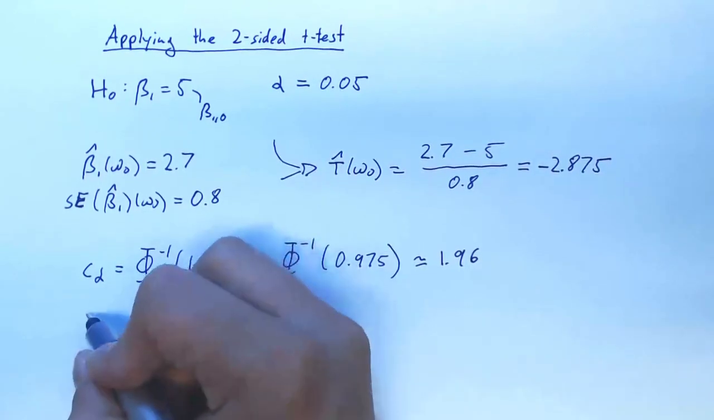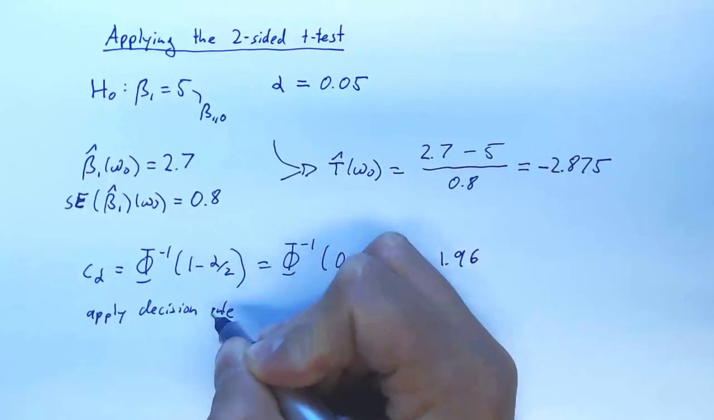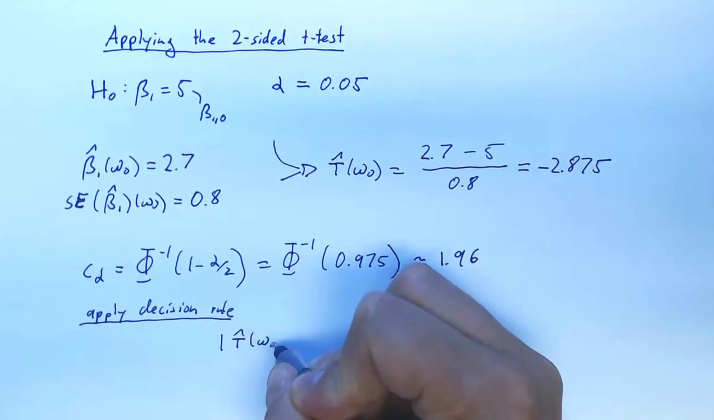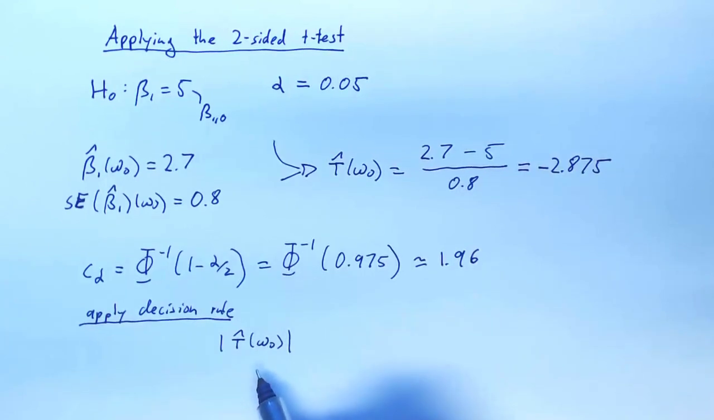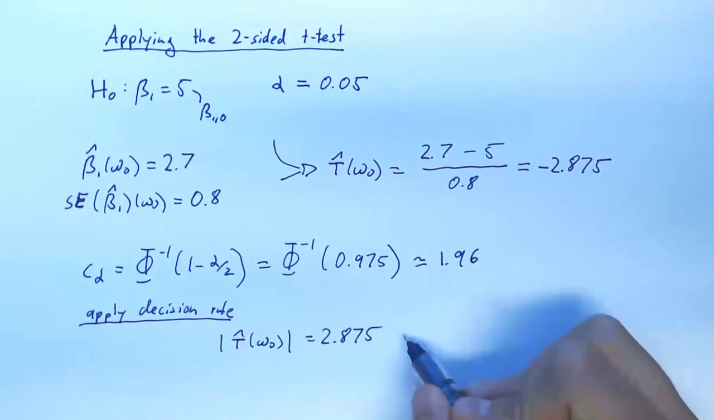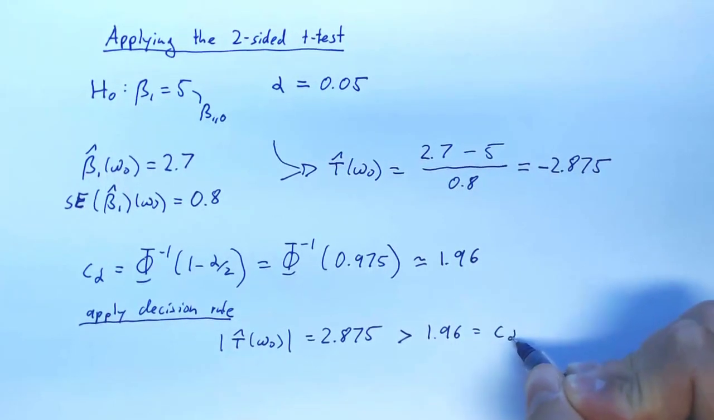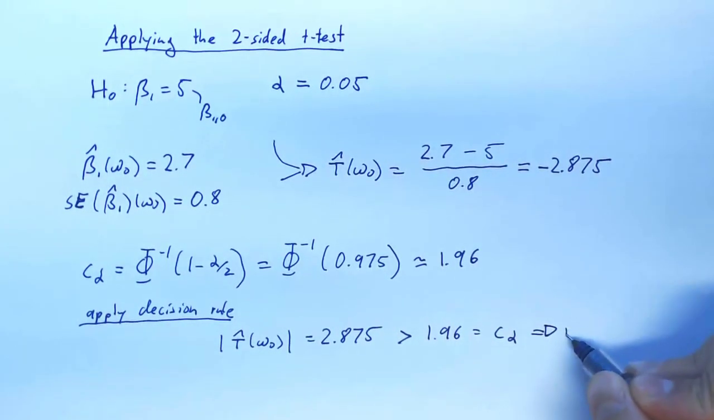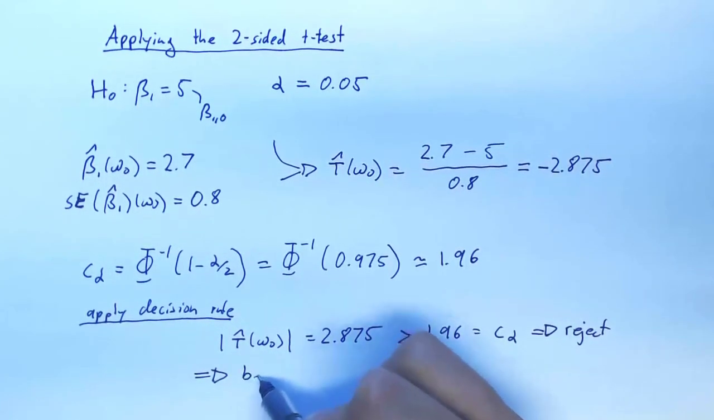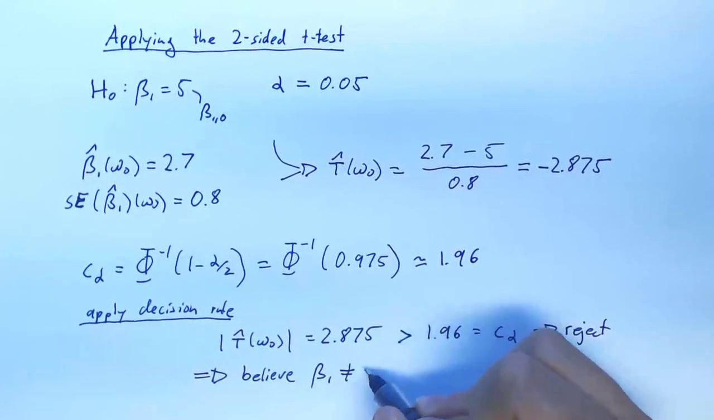Now we have to apply the decision rule. The absolute value of the observed test statistic is 2.875, and that's larger than 0.96, which is the critical value, that means we reject. So we will believe that H1 is true, or that beta 1 is unequal to 5.